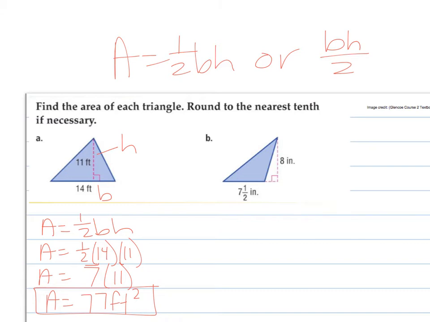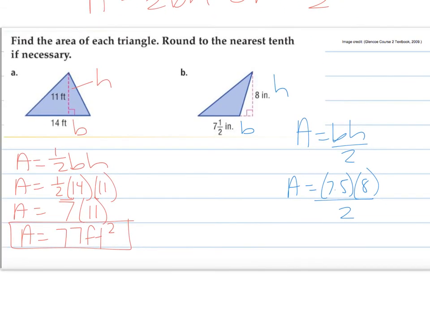I'll try the other formula for this one. Notice your height, top vertex down. So sometimes it's going to be measured that way. So that's your height. That's your base. So I'm going to do base times height divided by 2. So my area is my base, 7.5, height of 8, and then divide all that by 2. So order of operations, you're going to do the multiplication on the top first. And you get 60 over 2, so you get an area of 30 square inches.